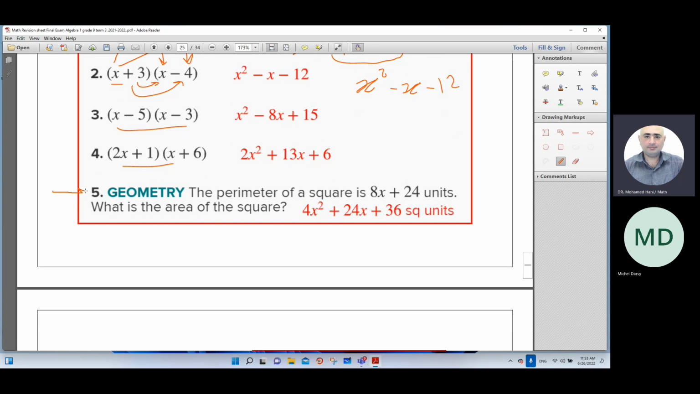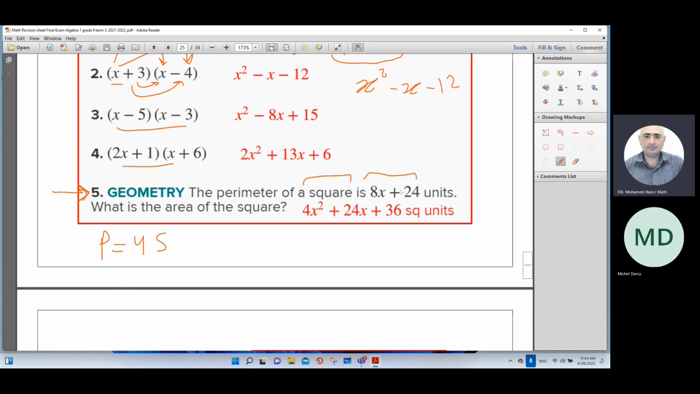Here, this important question. The perimeter of a square is 8x plus 24 units. And what is the area of the square? What is the area? To know the area, we must know the side of the square. As you know, the perimeter of the square will be 4 times the side.